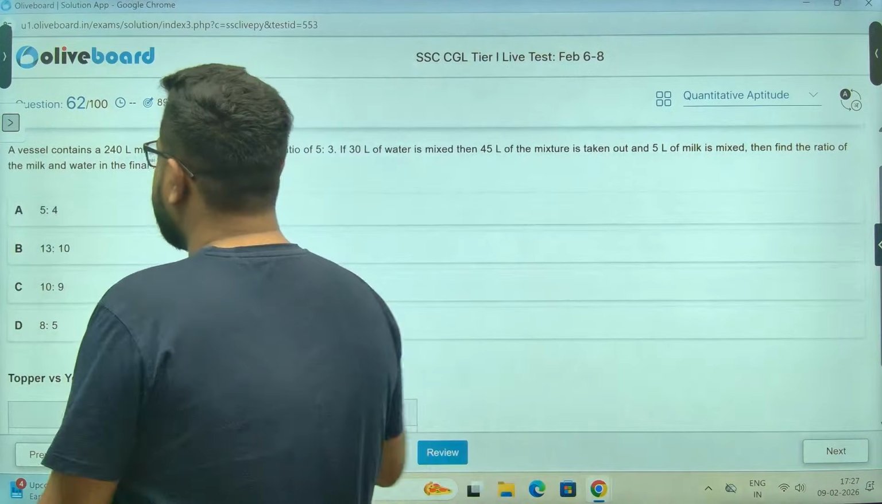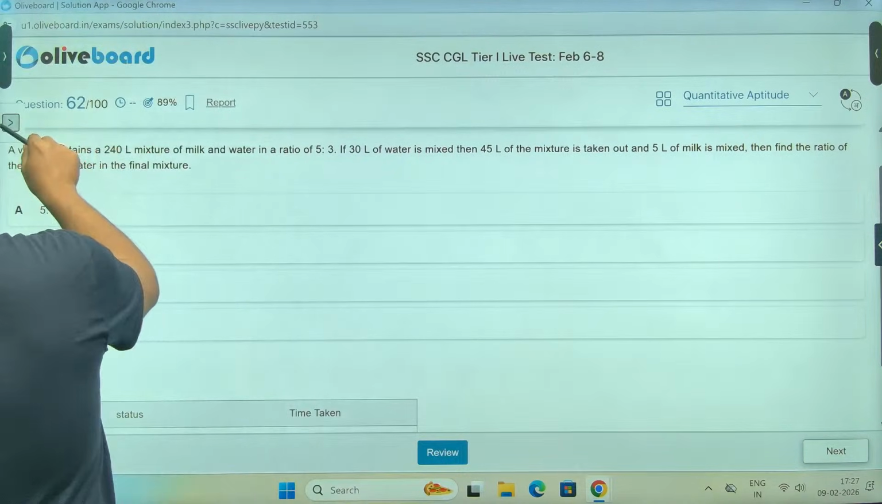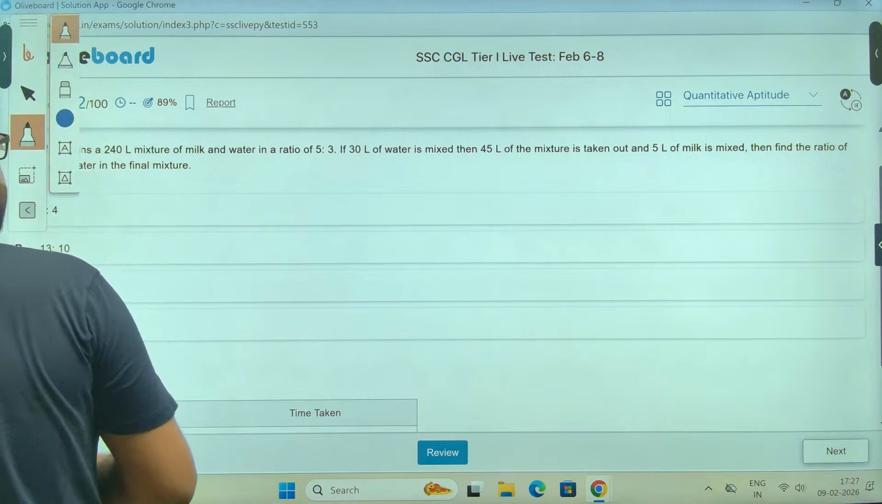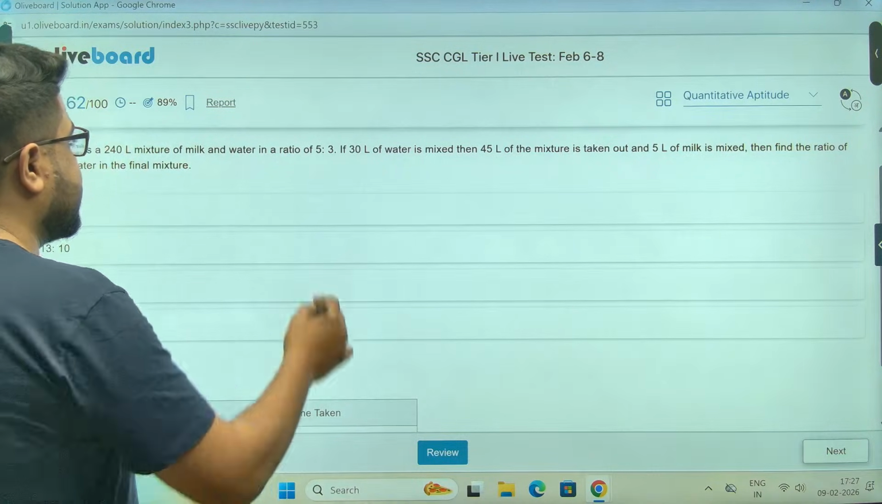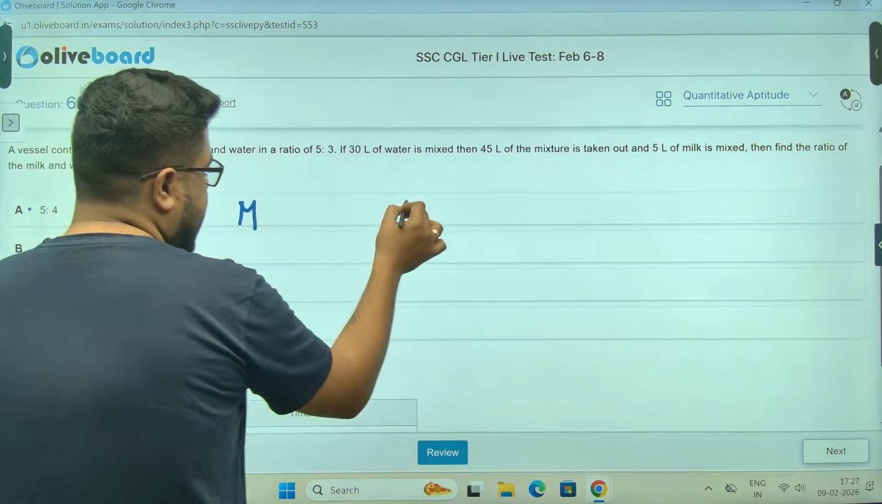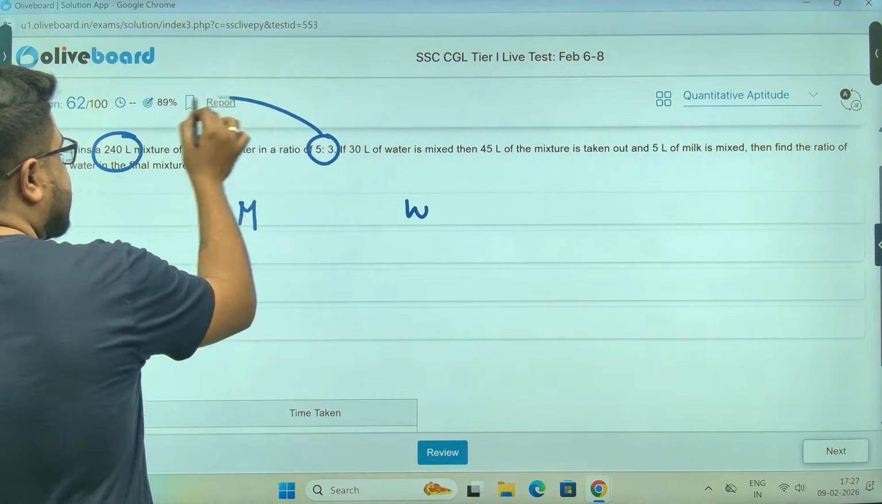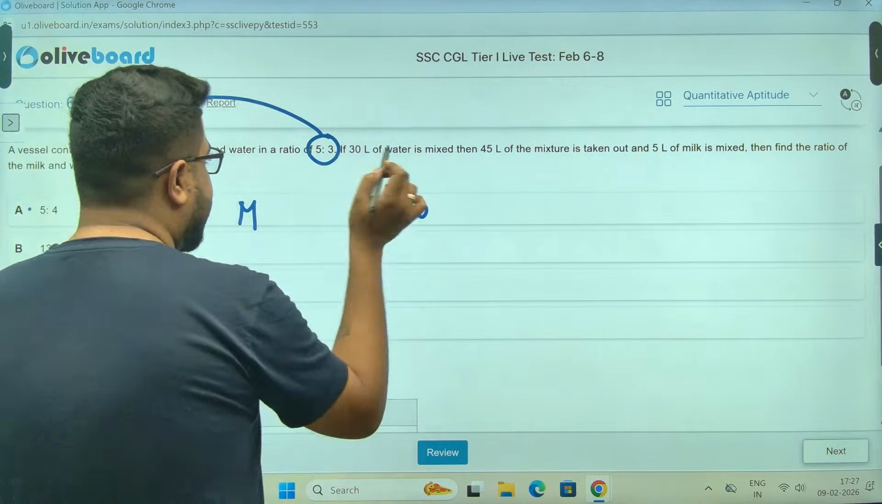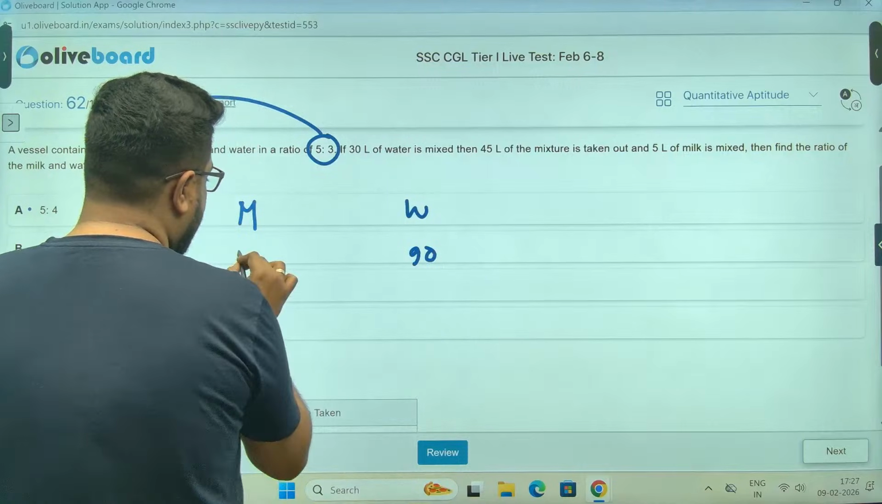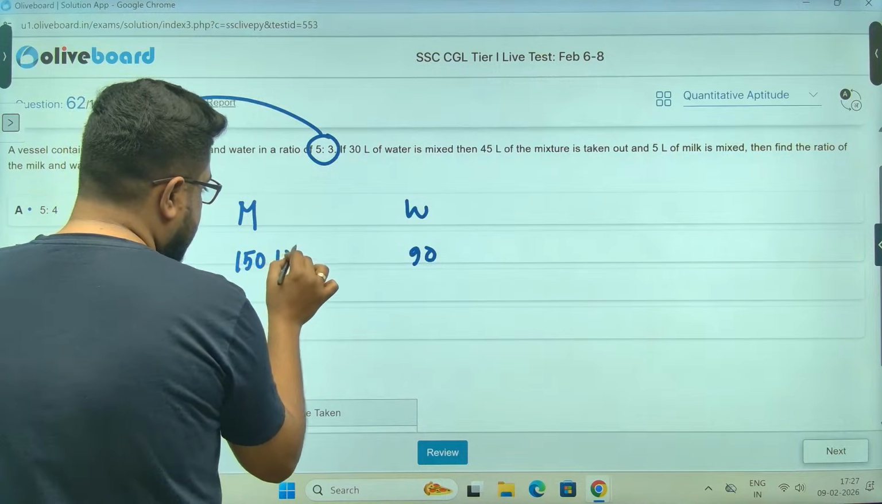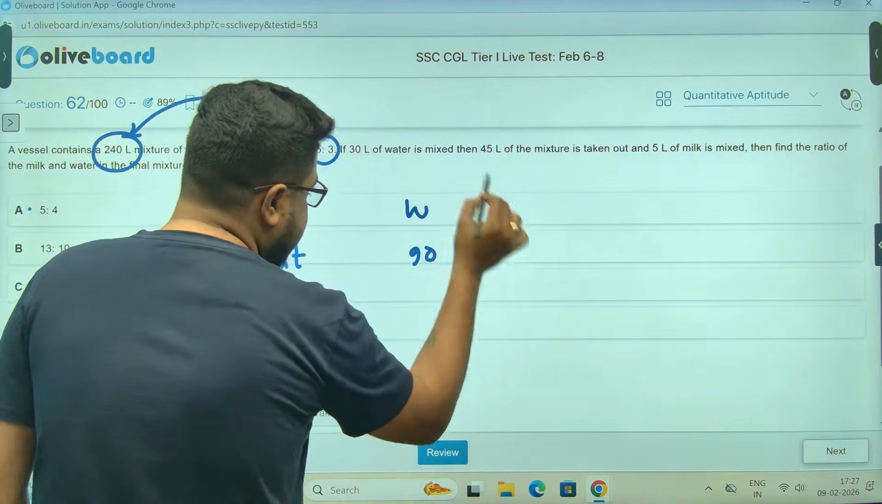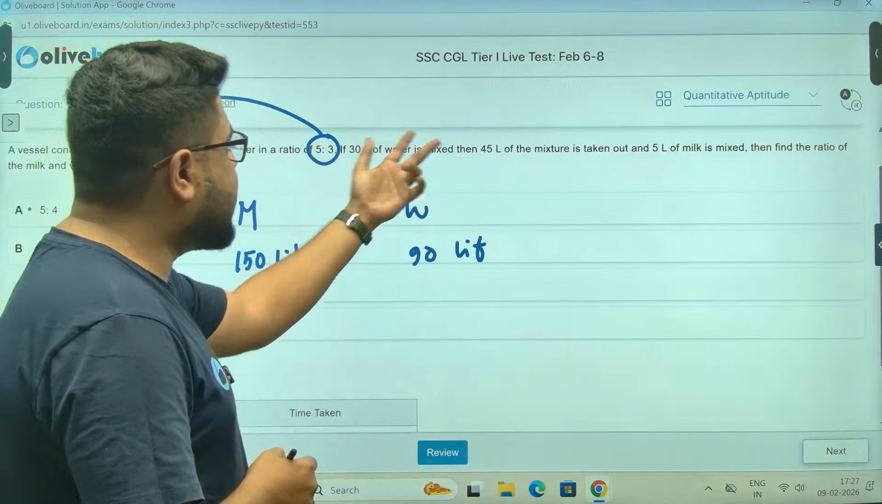Chal. Next one, sir. A vessel contains 240 liters of milk and water in this ratio. Acha, sir. Milk and water, 240 liters. Total 8 parts is equal to 240, meaning one part is 30. This is 90. This is 150 liters. 150 liters, 90 liters initially. 30 liters of water is mixed.